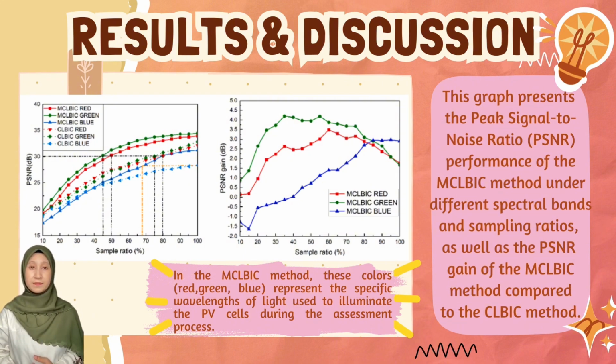In the MCLBIC method, these colors, red, green, and blue, represent the specific wavelengths of light used to illuminate the photovoltaic cells during the assessment process. Each color corresponds to a specific spectral band, and the assessment of the photovoltaic cells under these different spectral bands allows for the detection and evaluation of various defects and characteristics within the cells.